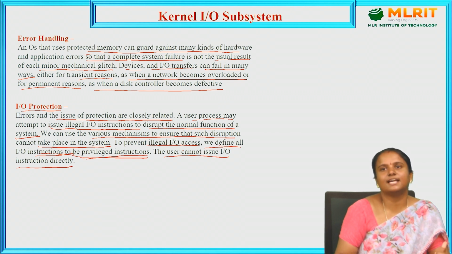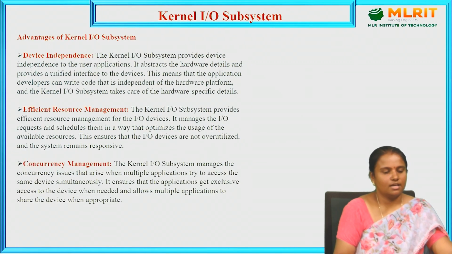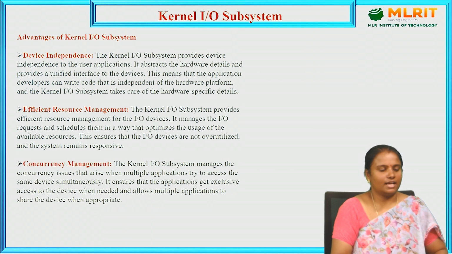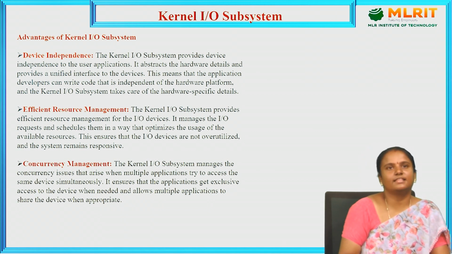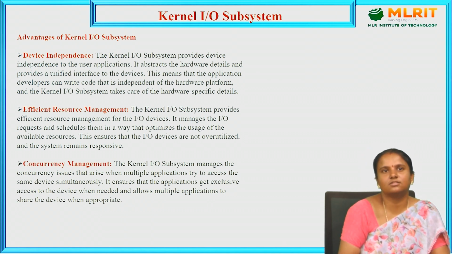So here some issues are raised: how are you going to provide input-output protection? By protecting the data safely and keeping some encrypted keys. That is input-output protection. So, what are the advantages of the kernel input-output subsystem? There are three advantages: device independence, efficient resource management, and concurrency management.